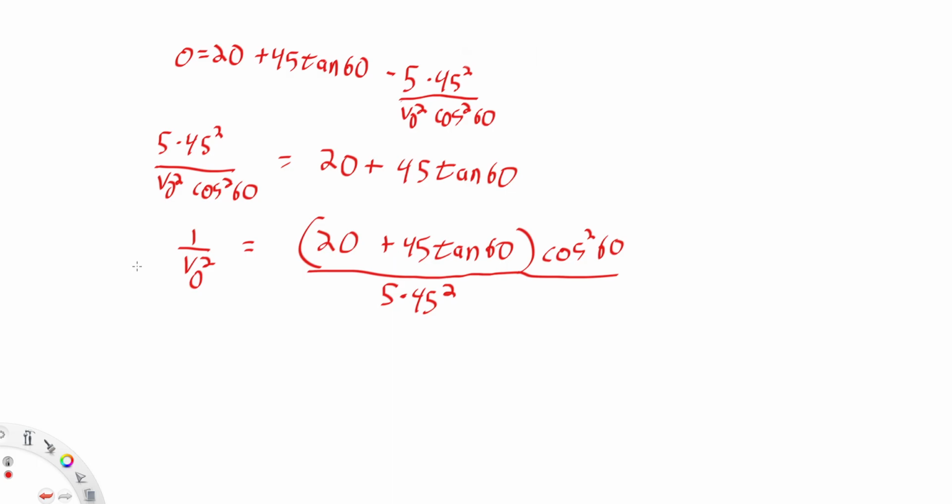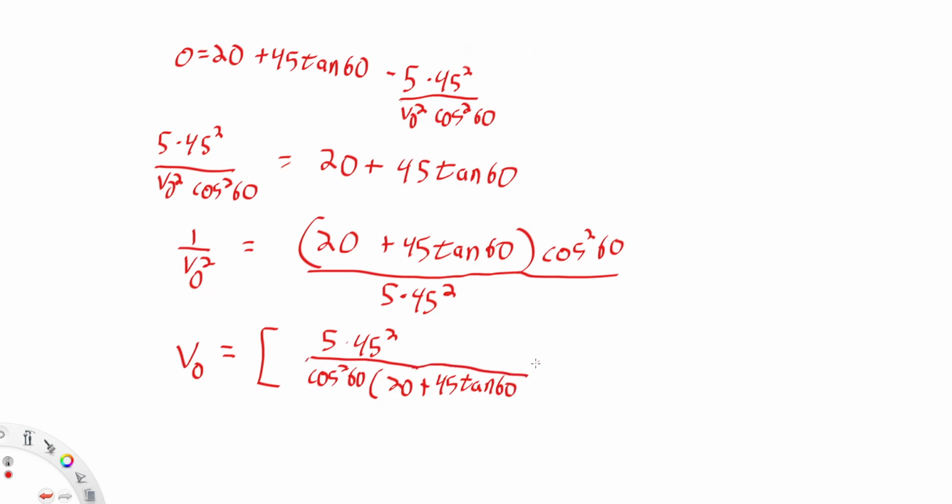And lastly, we don't want 1 over v naught squared. We want just v naught. So I'm going to take the reciprocal of both sides and take the square root. Right, square root that whole thing there.